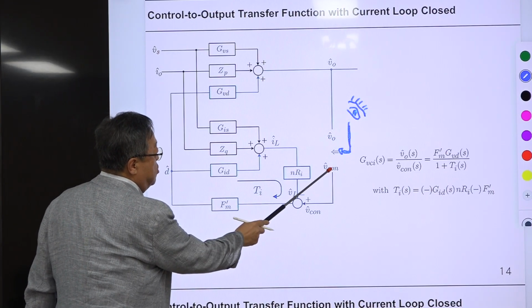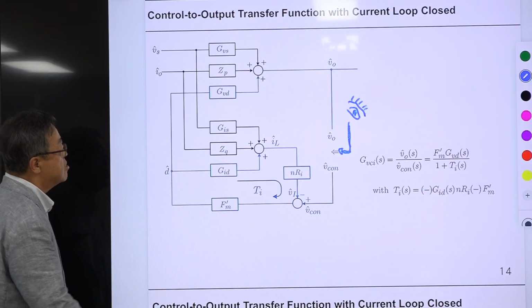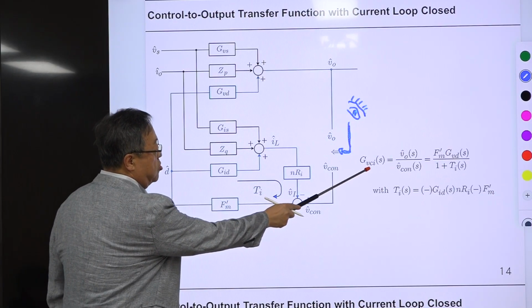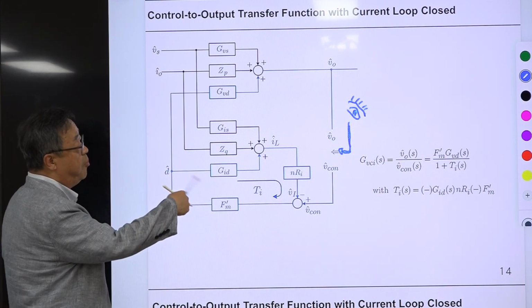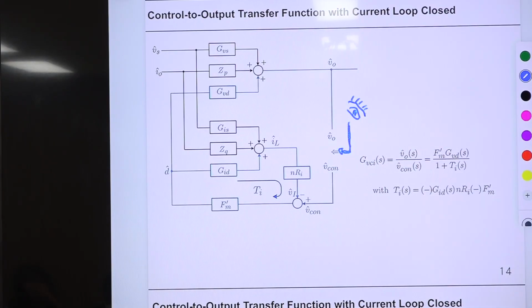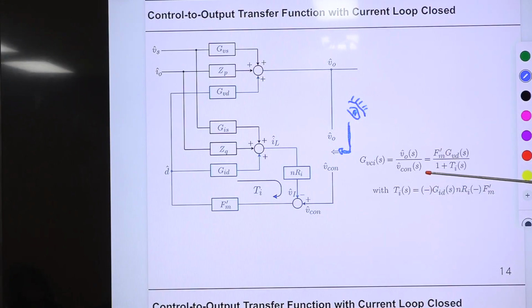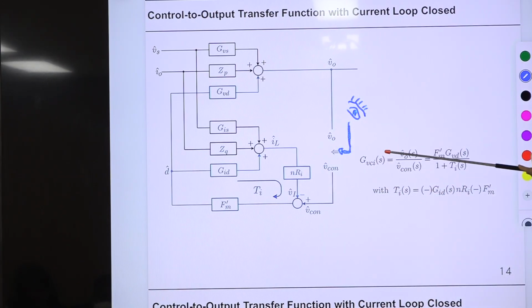So this is the transfer function of control to output variables. This is the input variable and this is the output variable. This is the control to output transfer function with current loop closed. The current loop is closed. You apply Mason's gain formula here, or you use simple block diagram manipulation, then the result is this one. Whenever you have this feedback structure, the denominator is 1 plus something, and this is the open loop transfer function, which is this times this. So you have this, right?